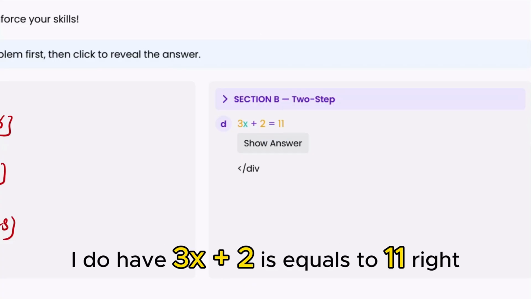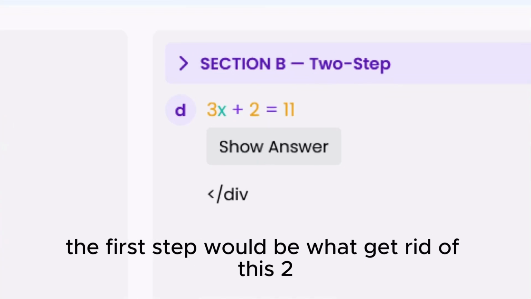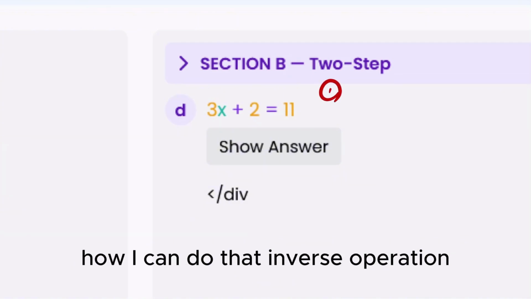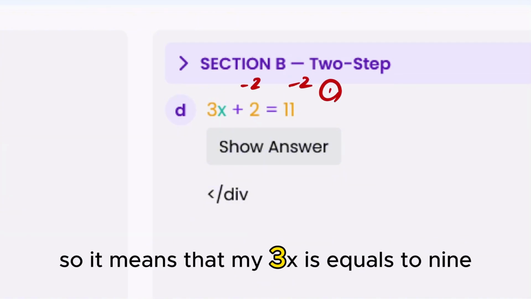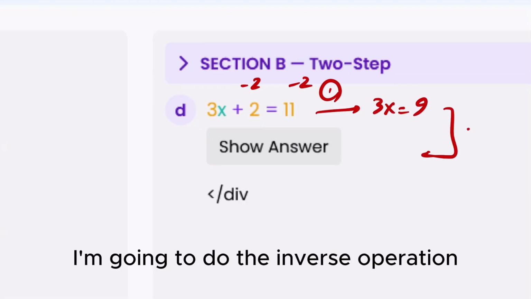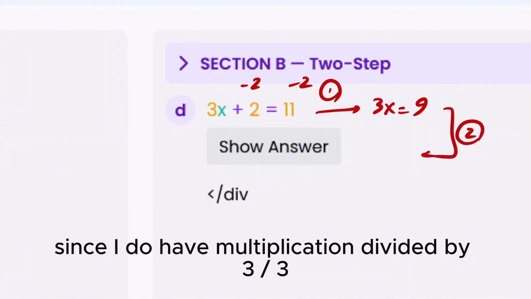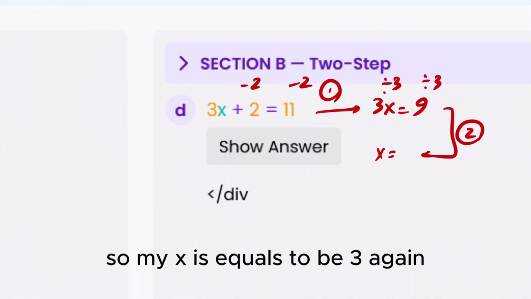So for this question, I do have 3x plus 2 is equal to 11, right? So what should I do? The first step would be what? Get rid of this 2. How can I do that? Inverse operation. So it means that my 3x is equal to 9. For the second step, again, I'm going to do the inverse operation. Since I do have multiplication, divided by 3, divided by 3. So my x is equal to 3.